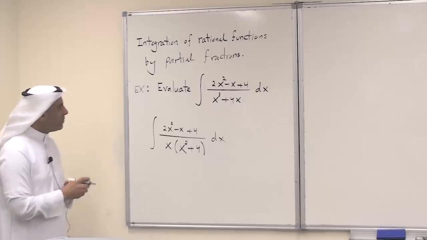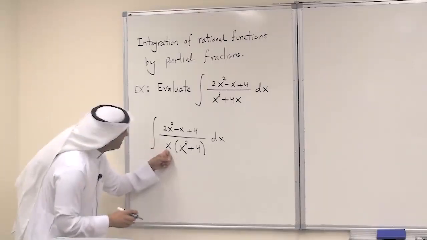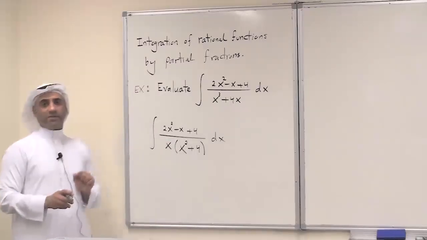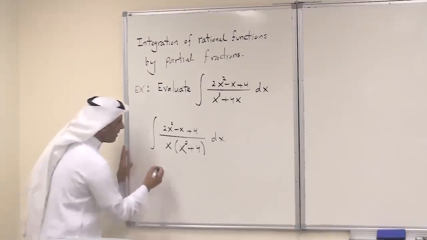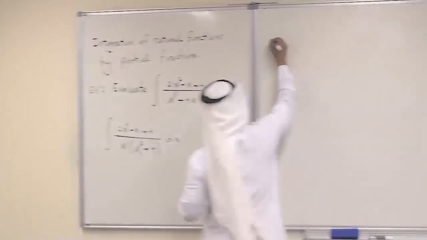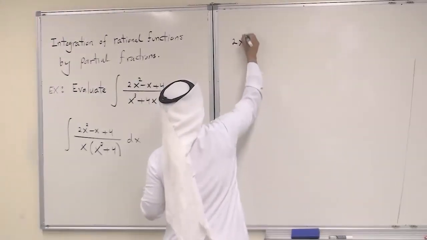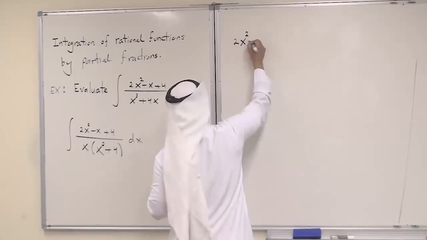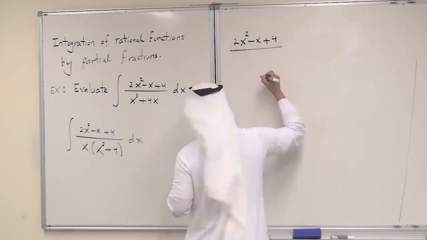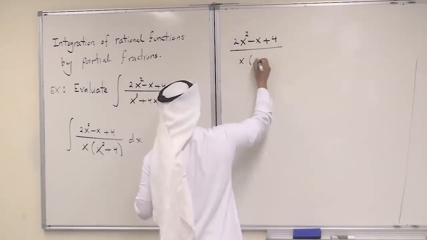Now what do we have in the denominator? We have a linear factor, not repeated. We have a non-linear factor, not repeated also. What will be the form of the partial fraction? So we just write it like this. Let me just write it here: 2x squared minus x plus 4. According to the third case we did now, it says this can be written as follows.